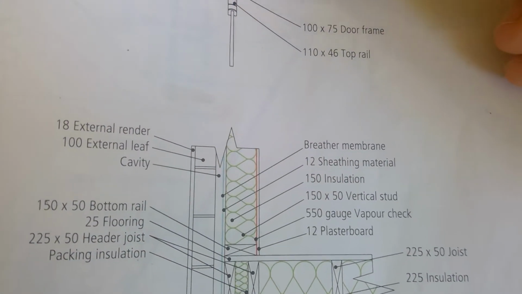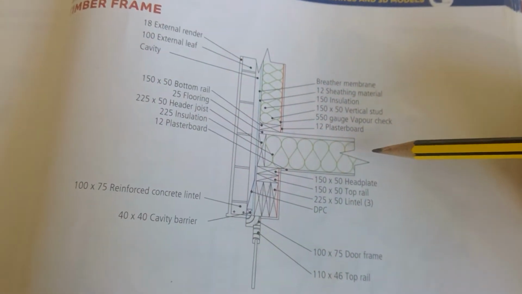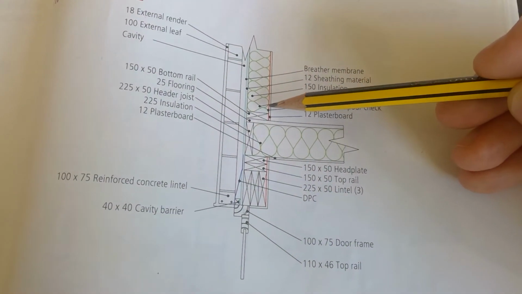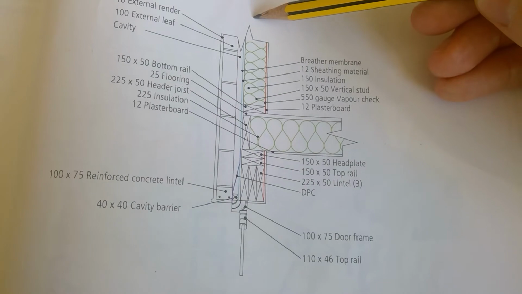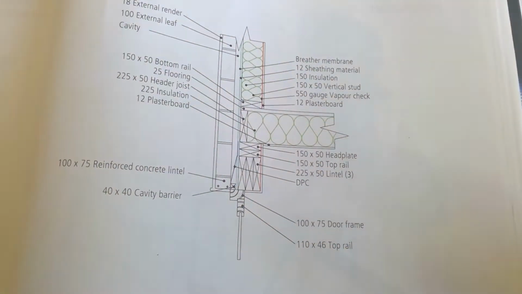So what they would have done there is they would have built up this lower part of the wall here. They would have put the flooring panel into place there, and then the upper panel is built up on top of that, and then the external leaf is put into place.